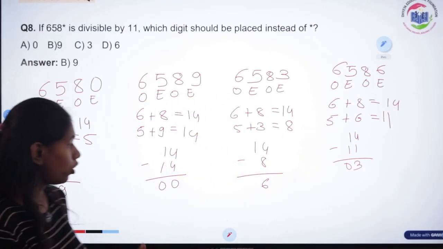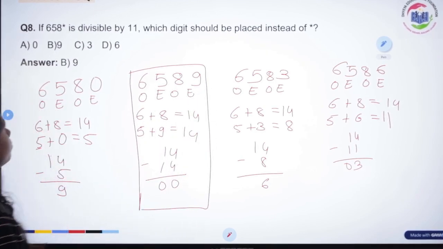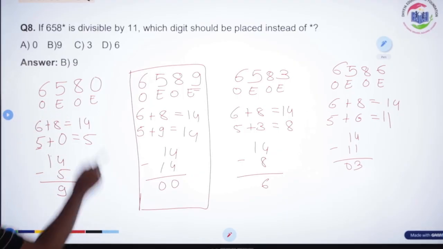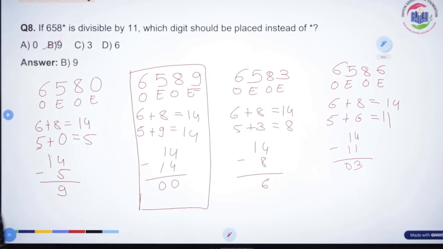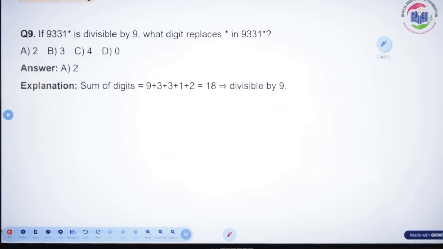So which will be your correct option? That is this number, which is the number we added at the last. That is 9. Okay, so your correct option will be option number B, which is 9. Then next.